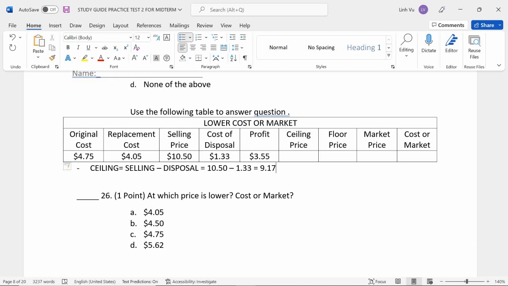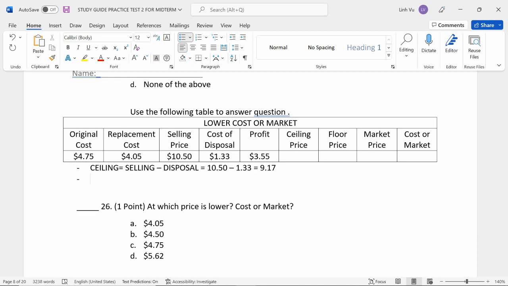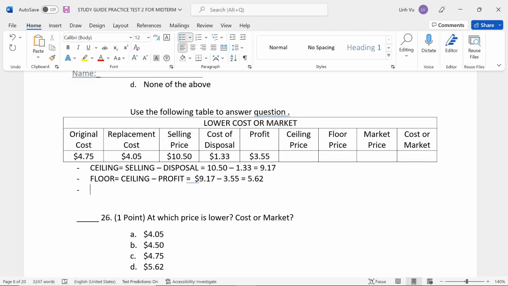Good. How do I solve for my floor? The ceiling price minus the amount of profit. Good. So that's going to be $9.17 minus $3.55. So what should my floor be? $5.62. Okay.